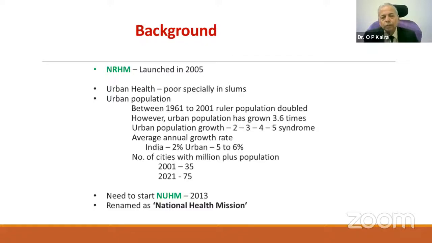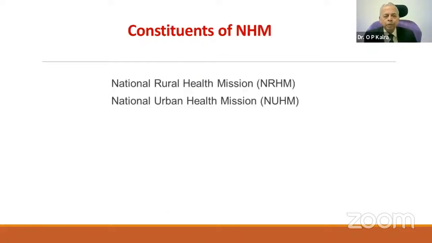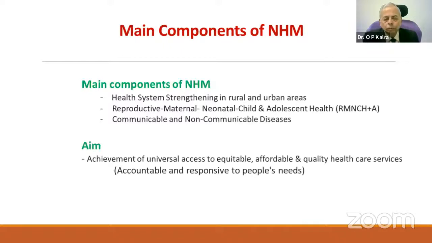Next one, please. Next slide, please. So there are two main constituents of the NHM, the National Urban and National Rural Health Missions. What are the main components?